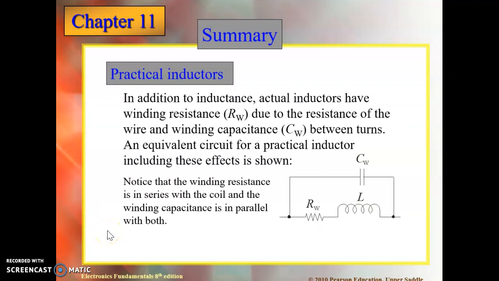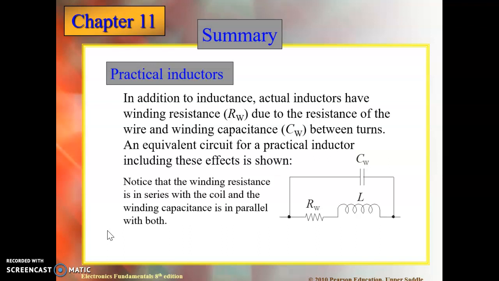Practical inductors. In addition to inductance, inductors actually have winding resistance due to the resistance of the wire and winding capacitance between turns. An equivalent circuit for a practical inductor includes these effects as shown. So yes, this is a model representation of what an inductor looks like.